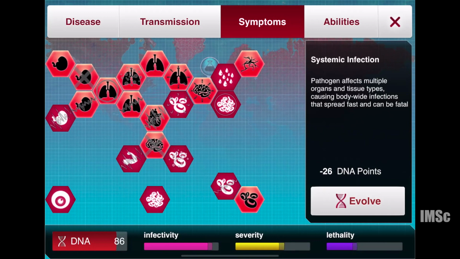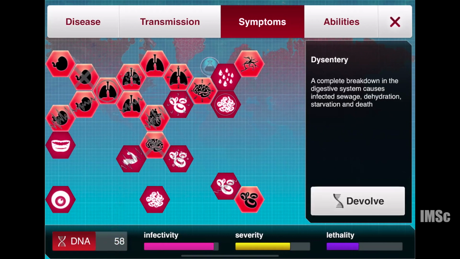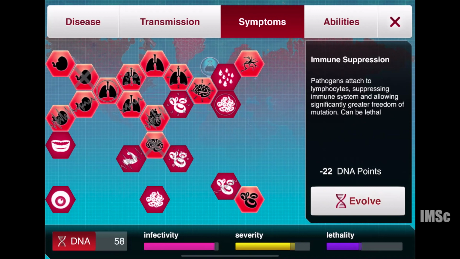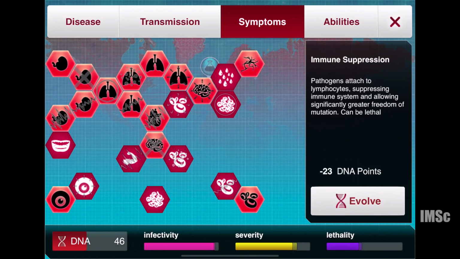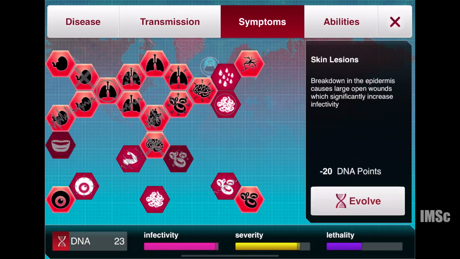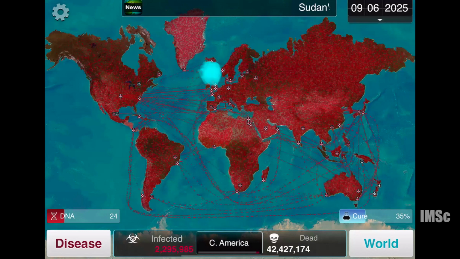Okay, what are we evolving? If anything says the word fatal, I think, is everyone in agreement? There are a few fatal things. Can be lethal is better than can be lethal. Yeah, that's good. Complete breakdown of digestive system. Sorry, what was it? Immune suppression. Yeah, okay. I think that's enough. I think it's pretty much guaranteed that.